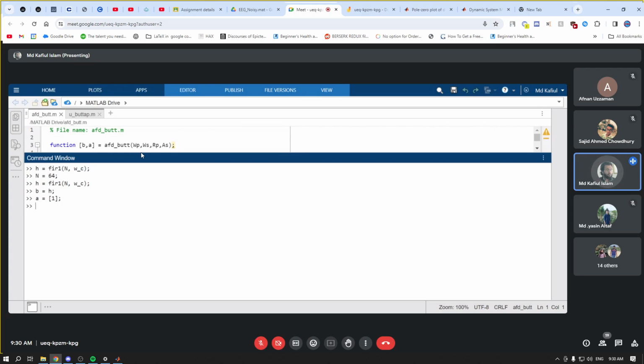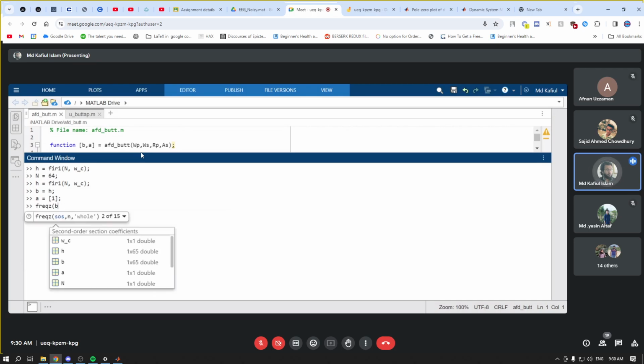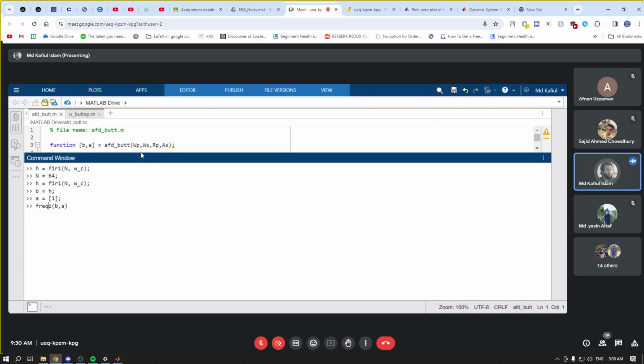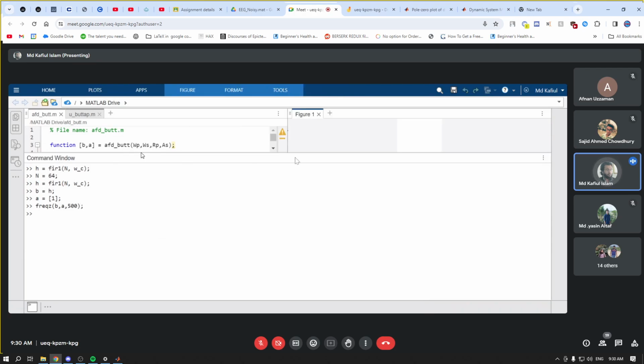Okay, so now we can use the same B and A coefficients to apply the filter, but this time first we take a look at the frequency response of the filter. Now it is an FIR digital filter, so we call freqz to plot the frequency response and check whether we have designed an appropriate filter or not.